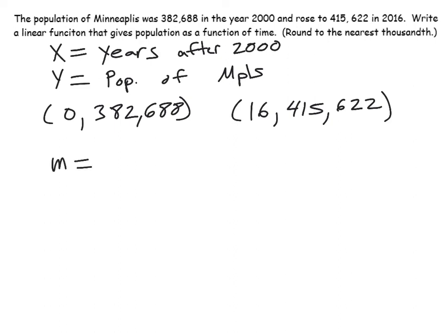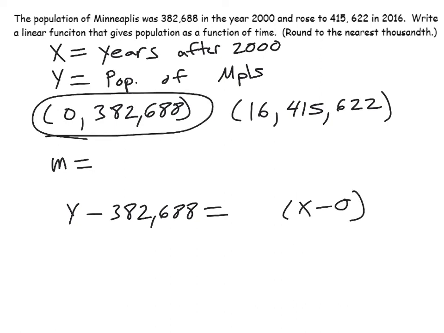Because, right, I know, eventually down here, in fact, I can already kind of start to write it out. I can go to point slope form. I'm like, okay, 382,688. I can plug in either point. M, I don't know what that is, right? But I ended up just using this point right here, right? Slope is missing. It didn't tell me what the slope was, the average rate of change for Minneapolis population from one year to the next. So I got to find it.